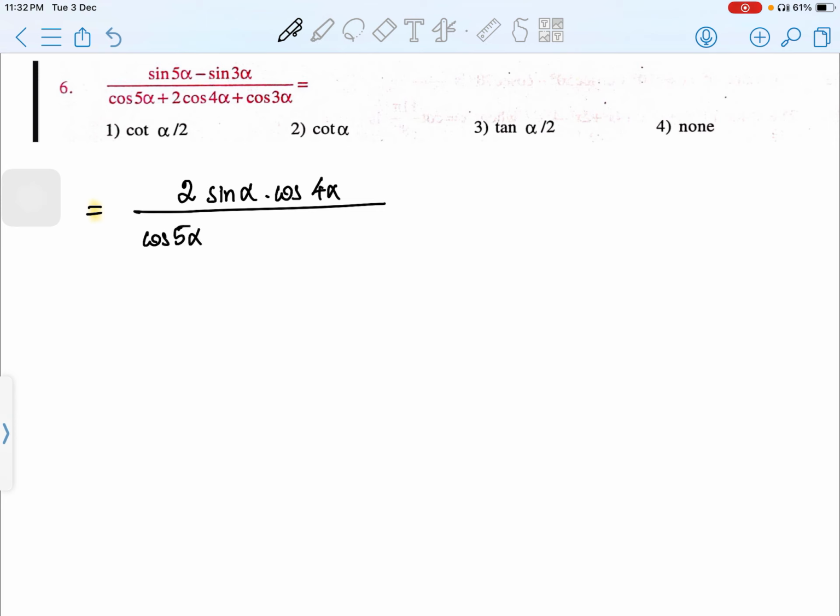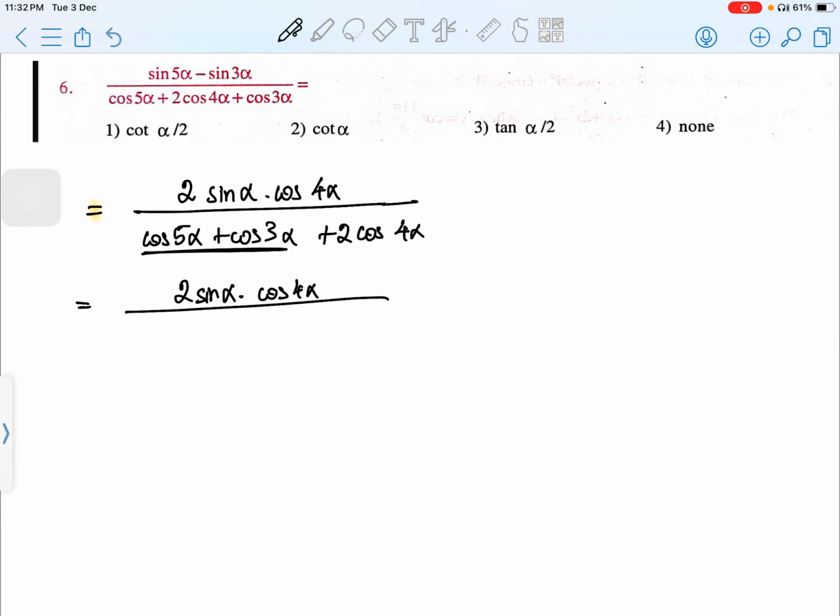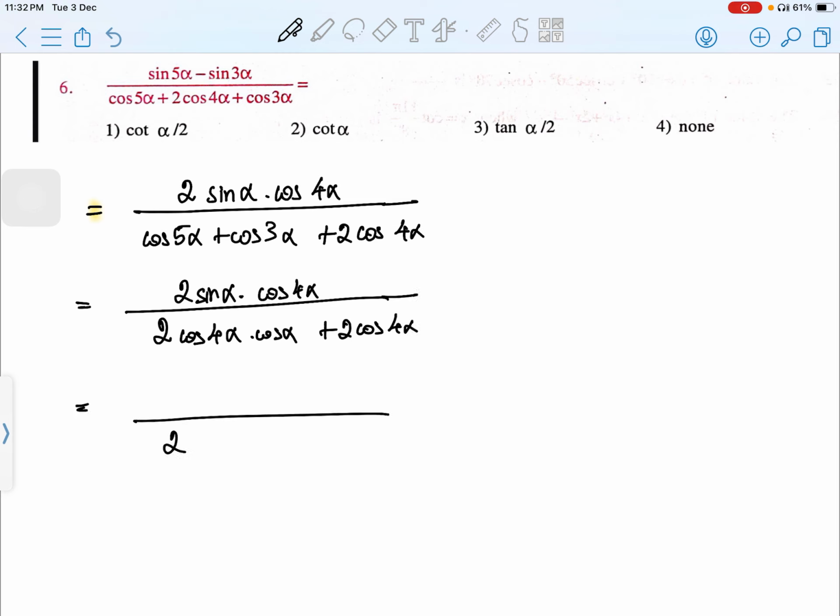the denominator cos 5 alpha plus cos 3 alpha. You have it on one side, 2 cos 4 alpha, you move it to the last. So the numerator is 2 sin alpha and cos 4 alpha divided by, for the denominator, these two, if you apply the formula, you will get 2 times cos 4 alpha into cos alpha plus 2 times cos 4 alpha. So both of them have 2 times cos 4 alpha. If you take it common, you will get cos alpha plus 1.